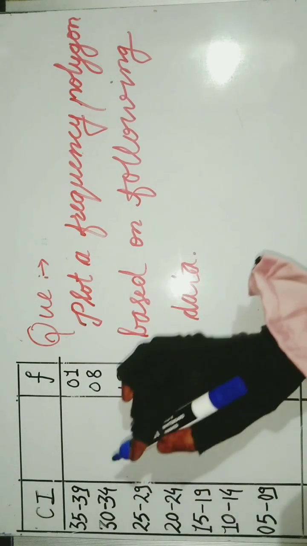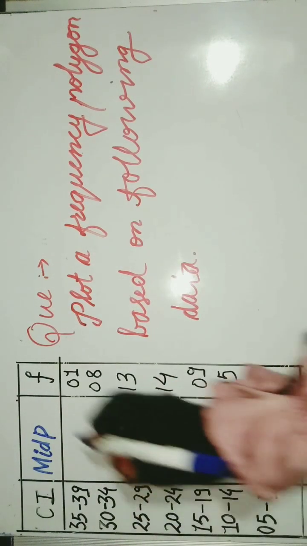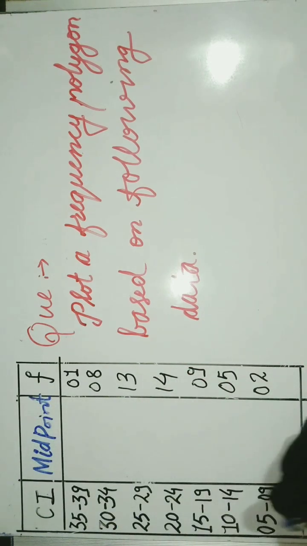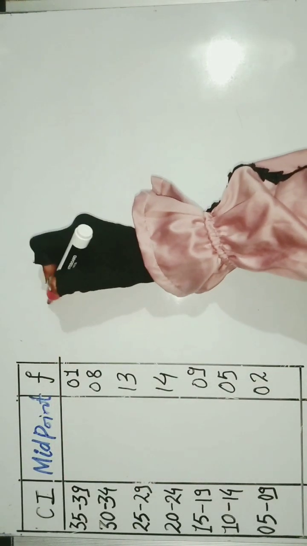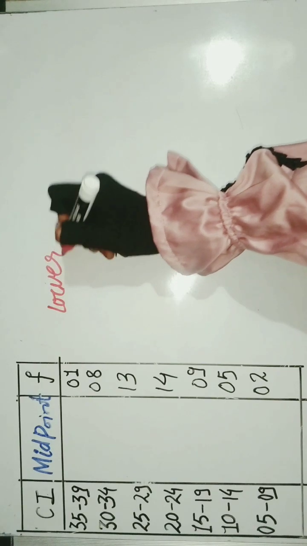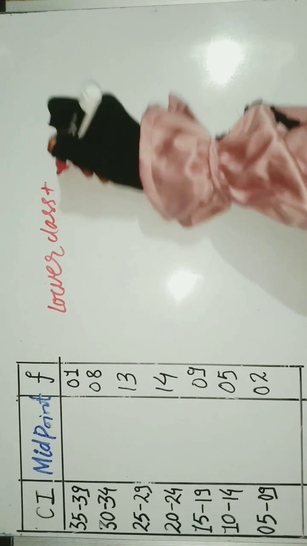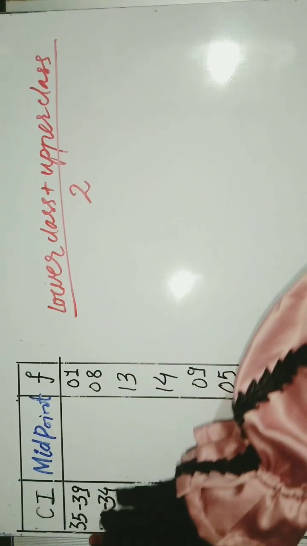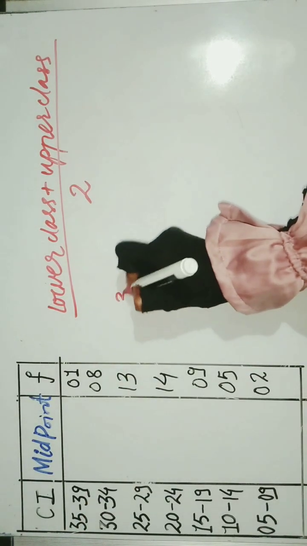So first draw the table in vertical form and insert a column named midpoint. Here we have to find the midpoints of the given class intervals. To find that, the formula to calculate midpoint is lower class plus upper class divided by 2.